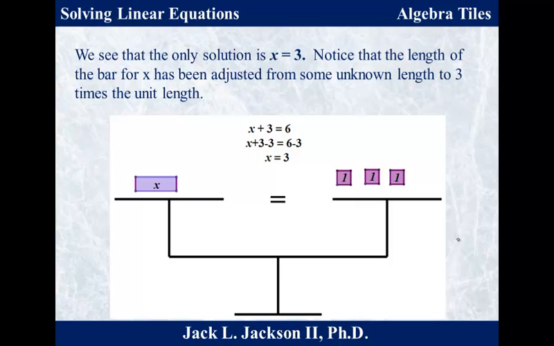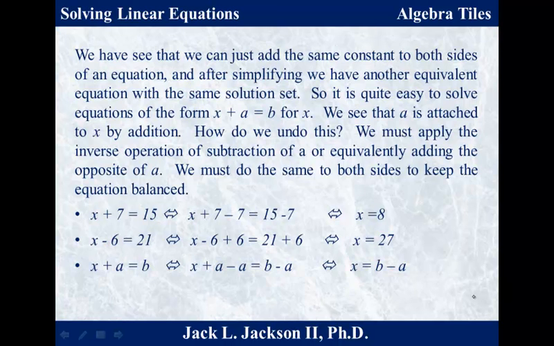And now we see we have a balance. On the left is x. On the right we have 3 units, so that's 3. And so we see x has to be equal to 3. Okay, so what we've seen is we can add the same constant to both sides of an equation, and after simplifying we have another equivalent equation with the same solution set.